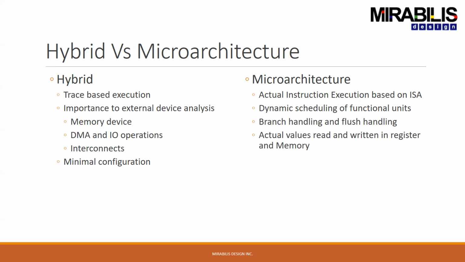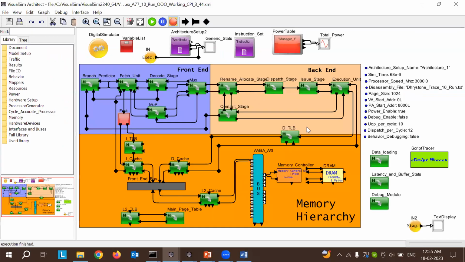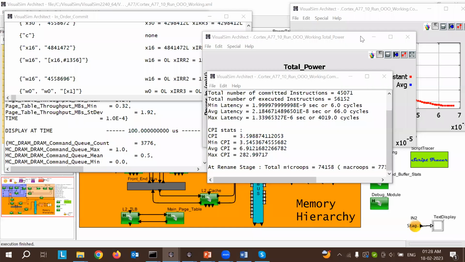Now let me open a demo model to demonstrate the implementation of the microarchitecture library. This is the architecture view of the ARM Cortex A77 processor using this microarchitecture library. Let me run this model to observe the statistics. So the simulation is completed.